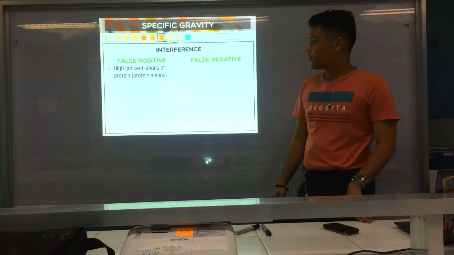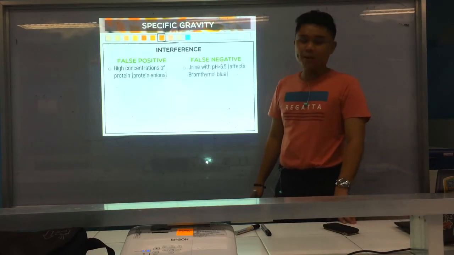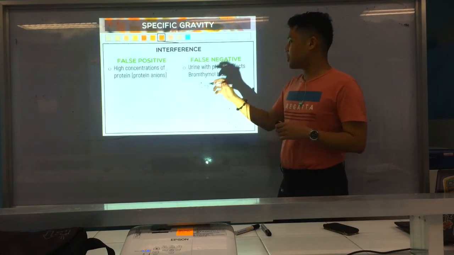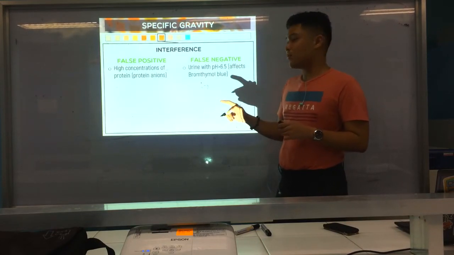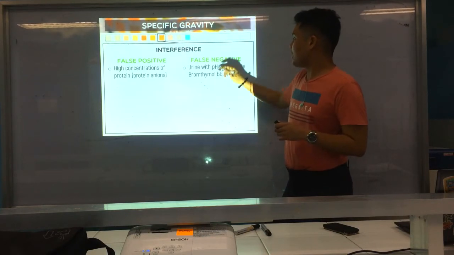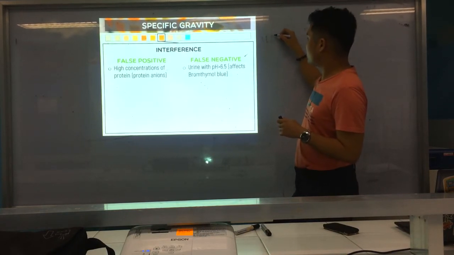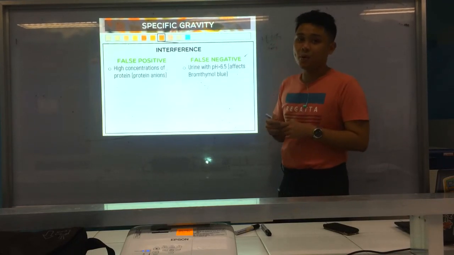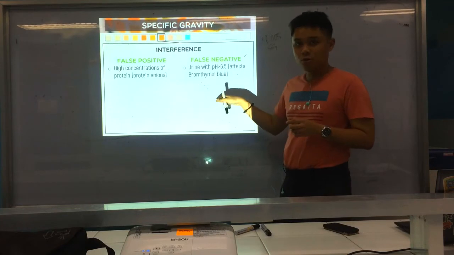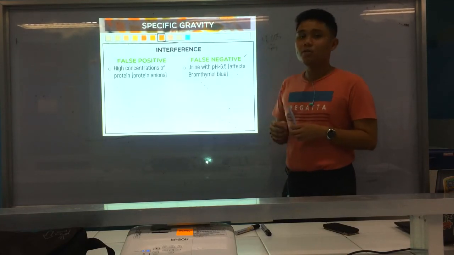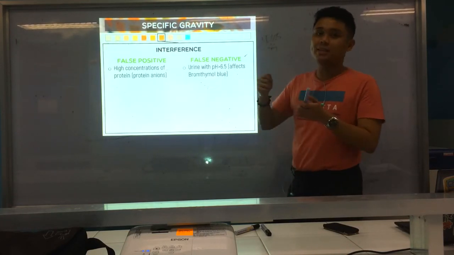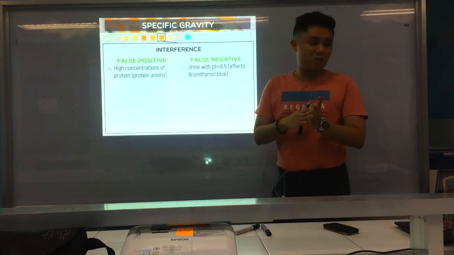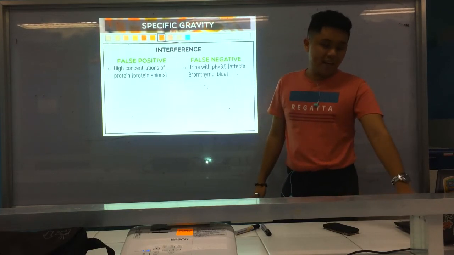And next, for false negative, urine with pH greater than 6.5 affects the bromothymol blue. That's why manufacturers say that when the pH is greater than 6.5, you add 0.005 to your SG reading. Since it affects the bromothymol blue, you add 0.005 to your SG reading on the strip, if the pH is greater than 6.5. That's for specific gravity.